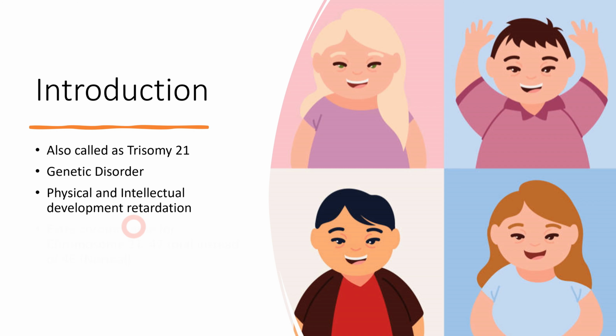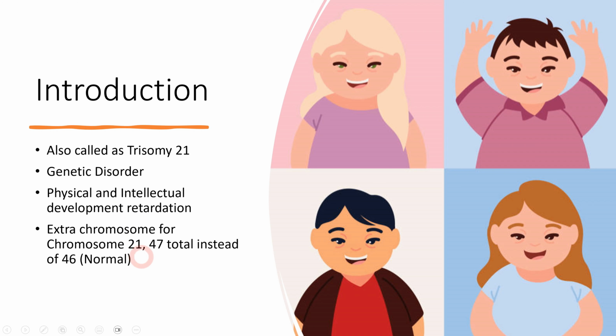Now, as I've talked before, there is an extra copy of chromosome number 21. So in normal patients, we have 46 chromosomes in total in each cell. However, in cases of Down syndrome, there are 47 chromosomes because there is an extra copy of chromosome number 21. So this is the main thing that you need to know about Down syndrome: there is an extra copy, or third copy, of chromosome number 21.